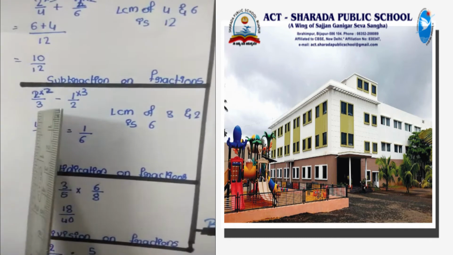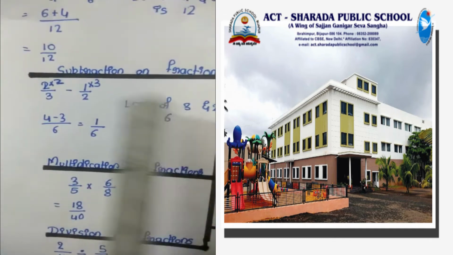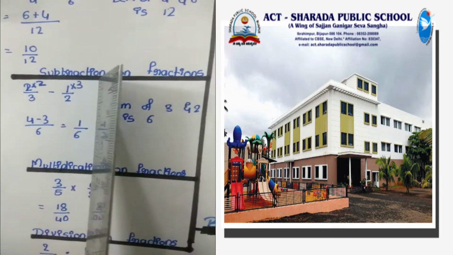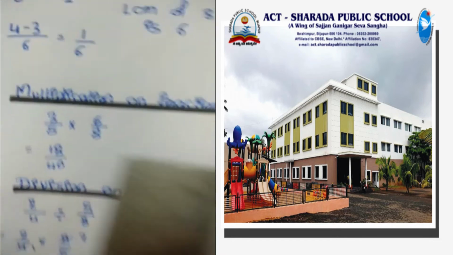Subtraction. 2 by 3 minus 1 by 2. The LCM of 3 and 2 is 6. 2 into 2 and 1 into 3. 4 minus 3 by 6 is equal to 1 by 6.